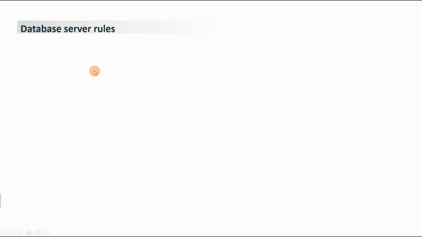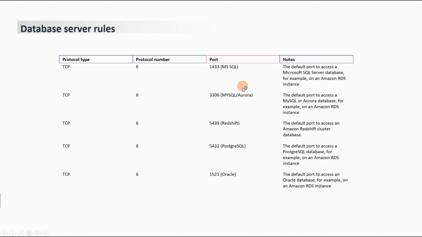And now database server rules. So here are the rules for database. Port 1433 will be used for MS SQL. You can see the notes here. Default port to access a Microsoft SQL Server database, for example, on an Amazon RDS instance. And then port 3306 MySQL Aurora, the default port to access a MySQL or Aurora database. And then port 5439 for Redshift, port 5432 for PostgreSQL, port 1521 for Oracle.